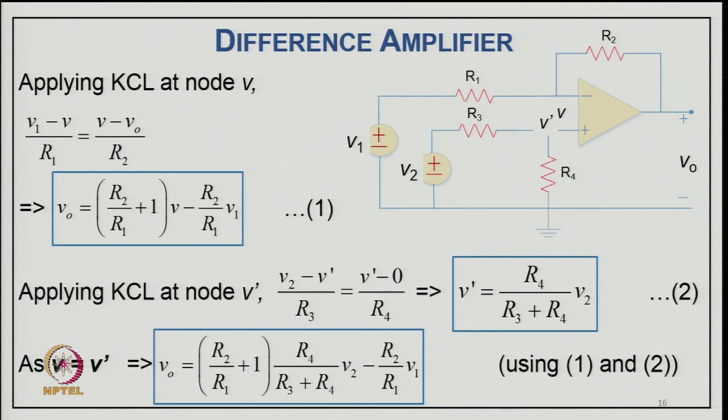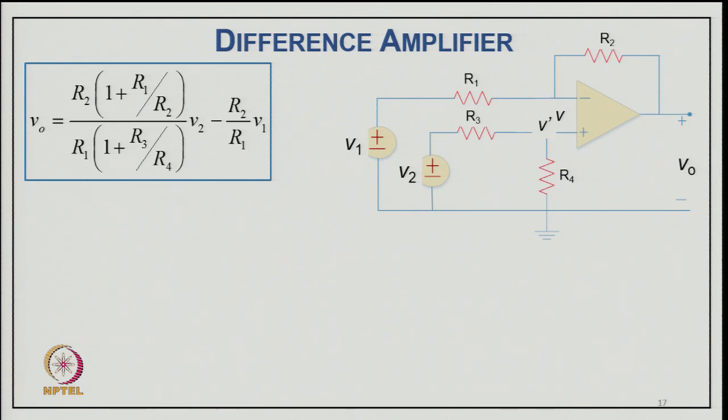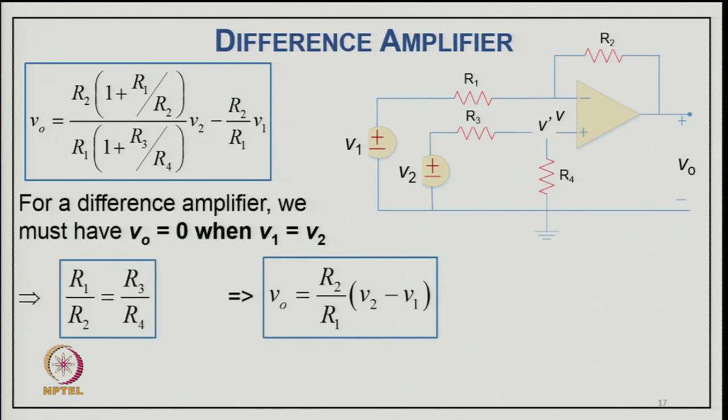We say V equal to V' because they are virtually the same, and then from this you can get V_O equal to (R_2 upon R_1 plus 1) into R_4 upon (R_3 plus R_4) V_2 minus R_2 upon R_1 V_1, and from this we can get V_O equal to (1 plus R_2 upon R_1) divided by (1 plus R_3 upon R_4) V_2 minus R_2 upon R_1 V_1. For a difference amplifier, we can say V_O equal to 0 when V_1 equal to V_2.